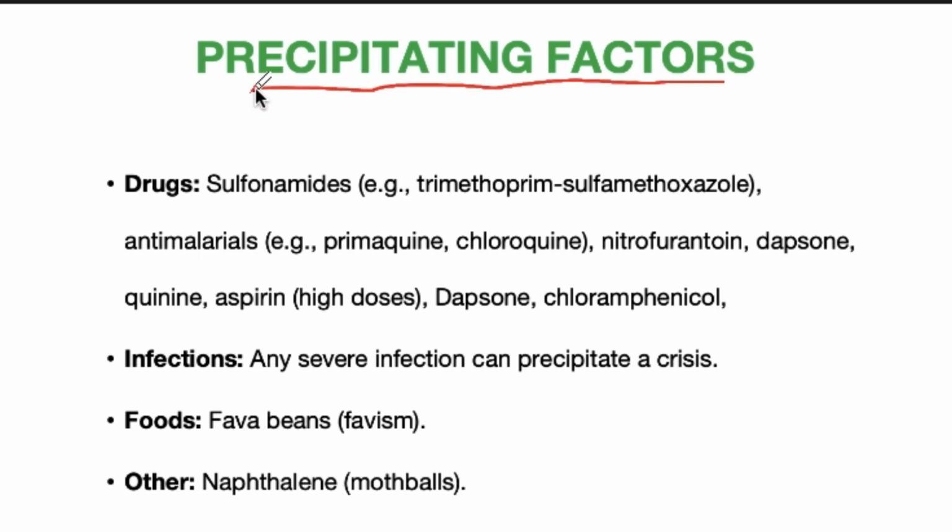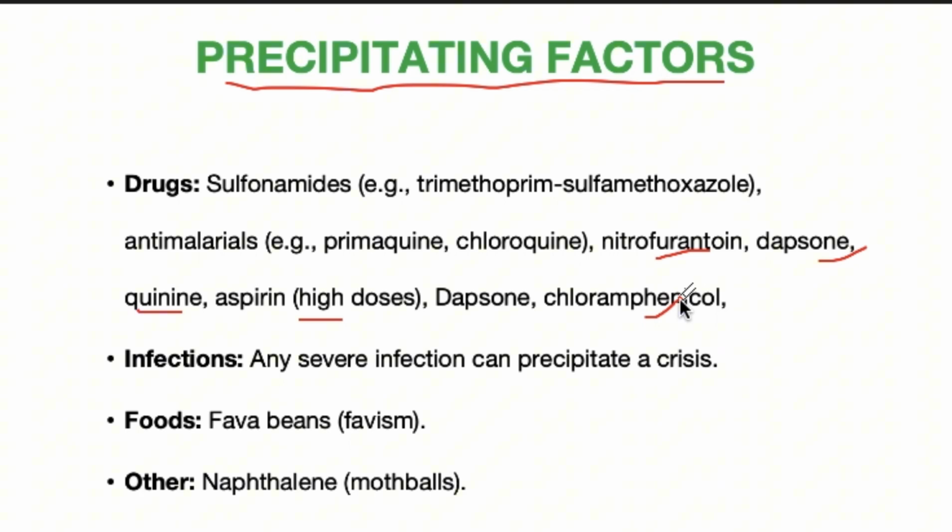Sulfonamide drugs like trimethoprim sulfamethoxazole, anti-malarials such as primaquine and chloroquine, nitrofurantoin, dapsone, quinine, aspirin in high doses, and chloramphenicol are some drugs that can trigger G6PD associated hemolytic crisis.